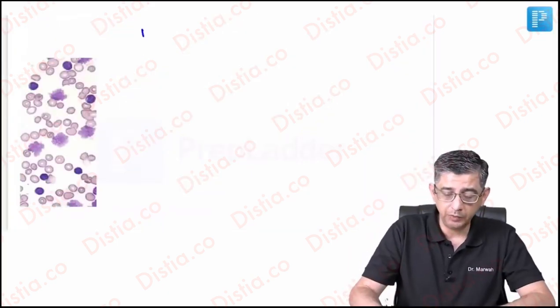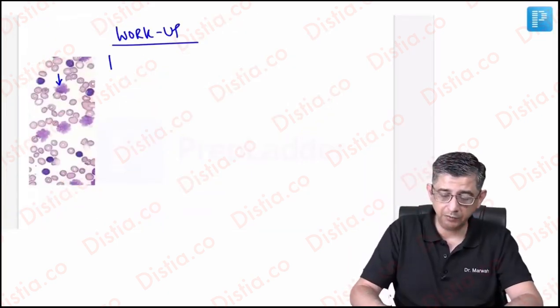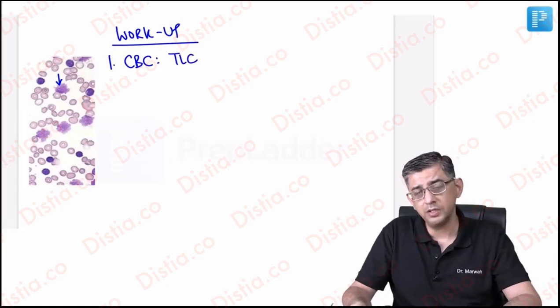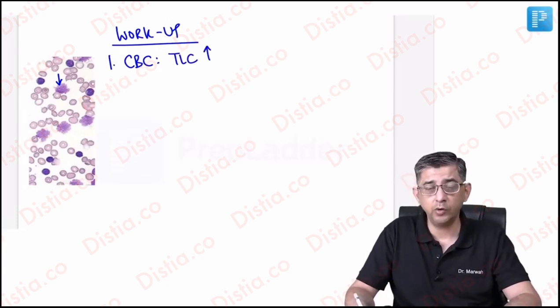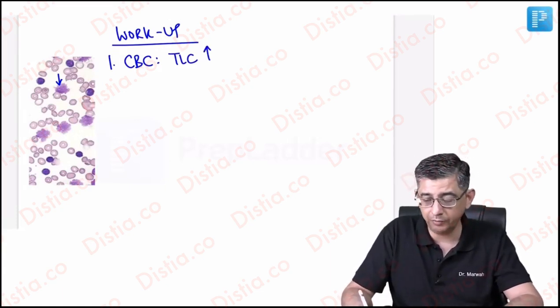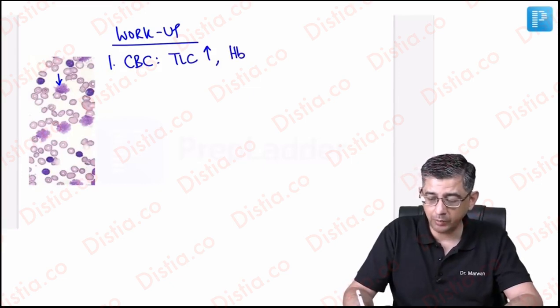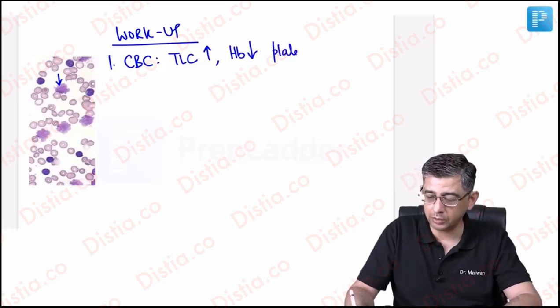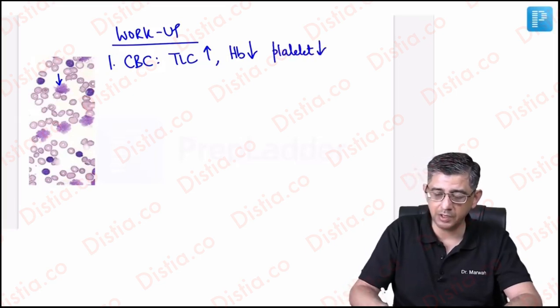Now coming to the workup of these patients, the first investigation that we'll be doing here would be a complete blood count. In the initial part of the disease, total leukocyte count would be elevated. I've already explained to you regarding absolute lymphocytosis. As autoimmune hemolytic anemia kicks in, there would be low hemoglobin and also thrombocytopenia in these patients.